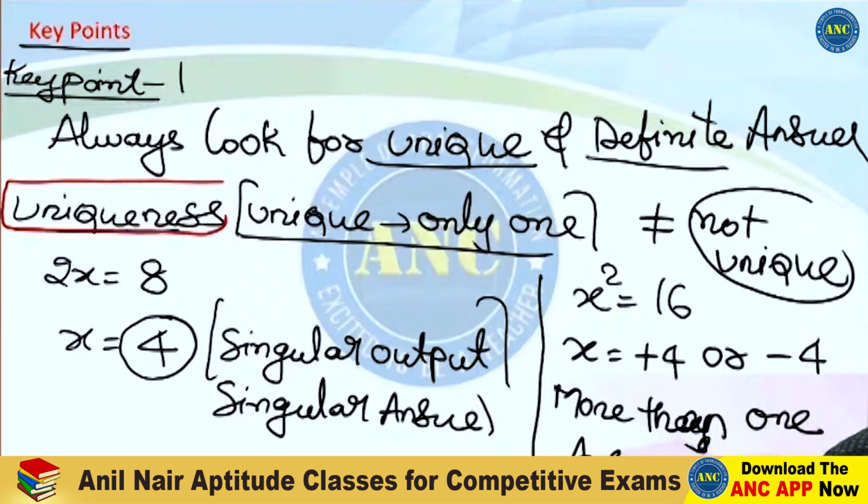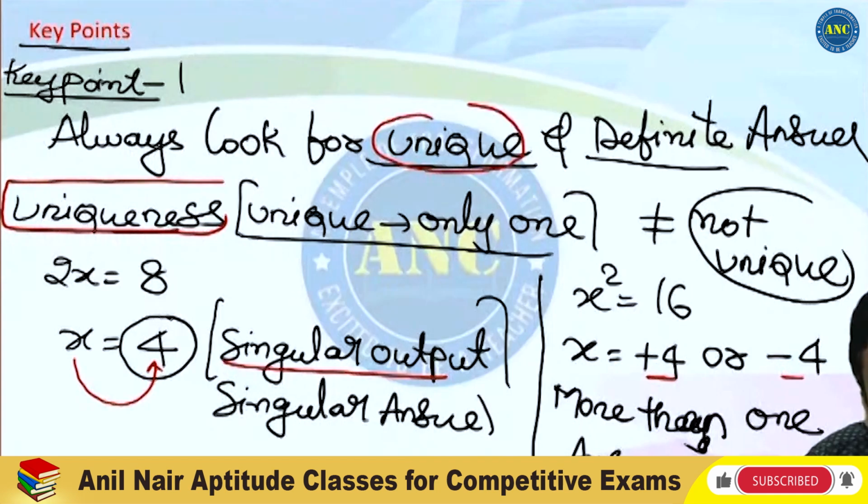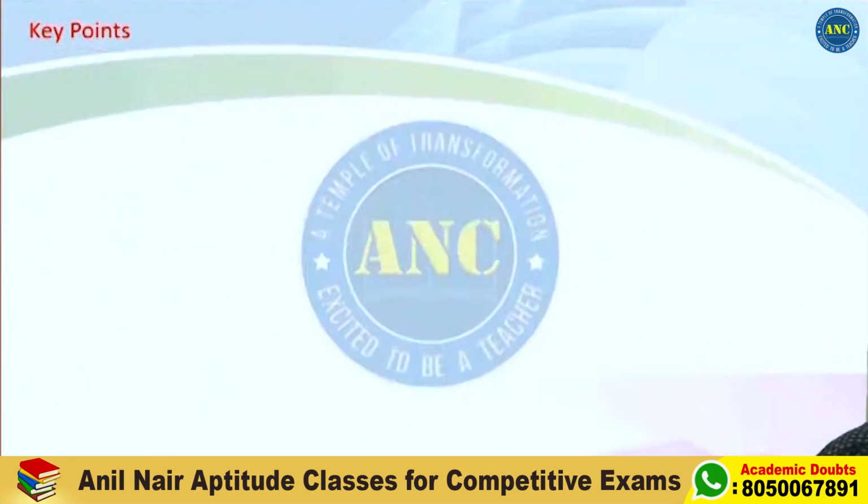Uniqueness means the variable should give only one answer or a singular output. Here it is x square, so I got either this or this. These are not unique. I hope this keyword is clear to you. Next, definite. Let us see what definite means.